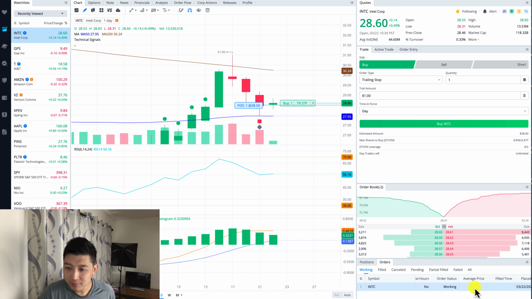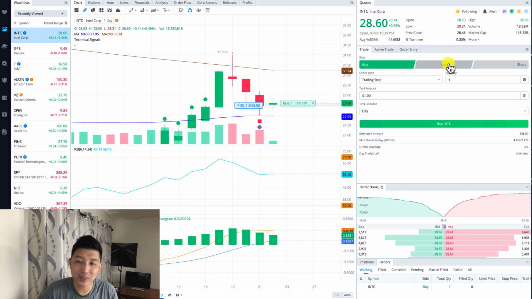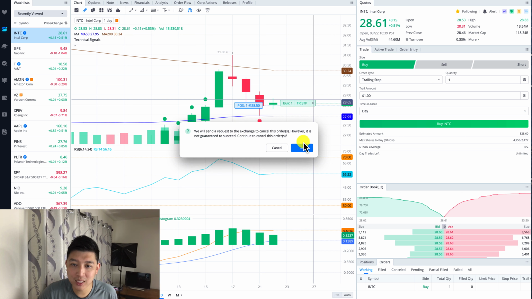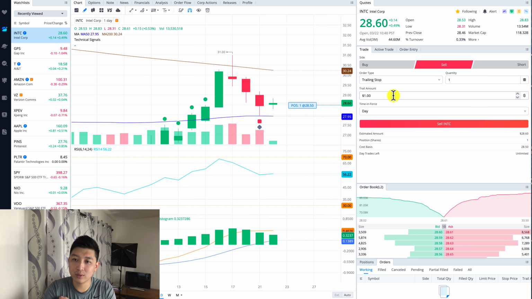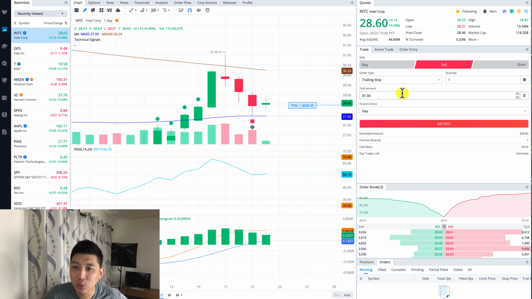That's a rough estimate. So you have my order working right over here, and that's pretty much it for this one. So the sell is basically gonna be the same thing. So let's say I reverse this. I'm gonna just close this out, and I do a sell right over here. Trailing stop, sell, quantity 1, $1 for this trailing amount. Yeah. So right now remember that I have my position at 28.50. So if I were to do a sell, I have a $1 amount right over here. So it's on the market.